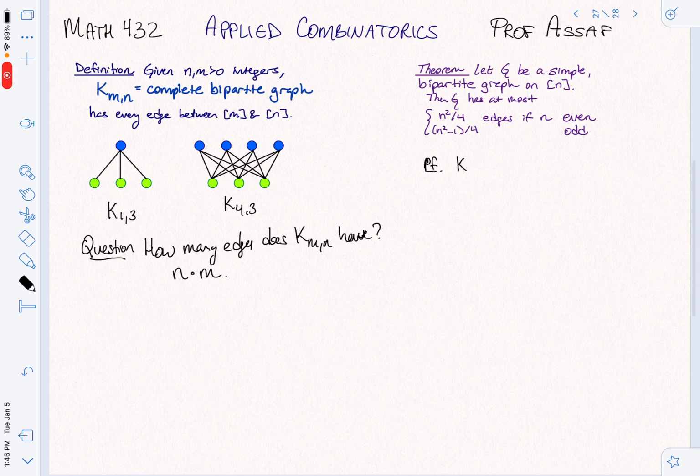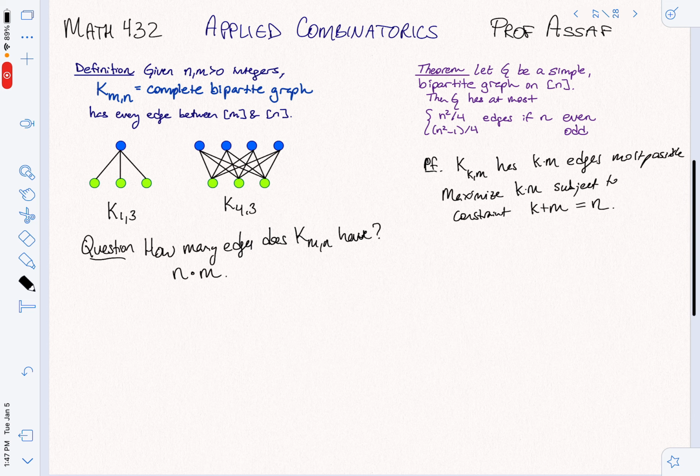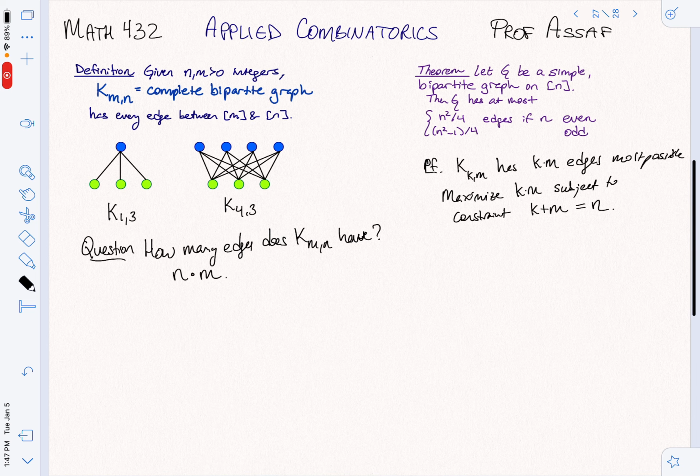We know that K sub, let's not reuse n, so let's say K_{k,m} has k times m edges, which is the most possible, right? That's why we call it the complete graph, because it has as many as possible. So our goal is to maximize k times m subject to a constraint. And what's the constraint? Well, k plus m, the total number of vertices, has to be n. So this is just a simple optimization problem. So let's let f(m) equal k times m. This is the function that we want to optimize for.